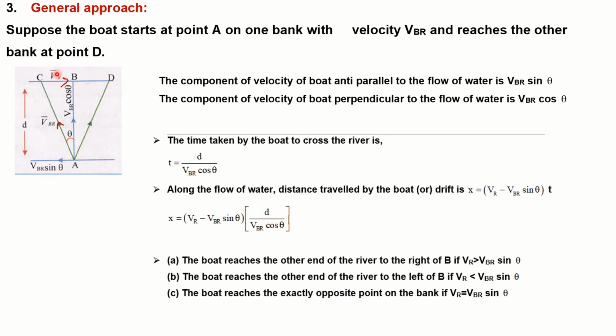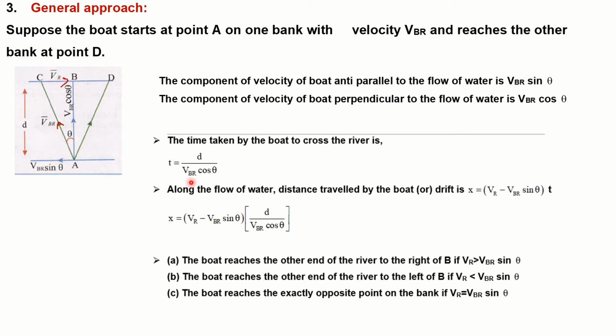So let this displacement be some displacement, it could be any displacement. So how to calculate that displacement? V_R, the velocity of the river, minus V_BR sin theta, because that component is anti-parallel to the flow of the water. The component of the velocity of the boat is not along the direction of the river, it is anti-parallel, so that's why we are subtracting. So the net velocity is V_R minus V_BR sin theta.